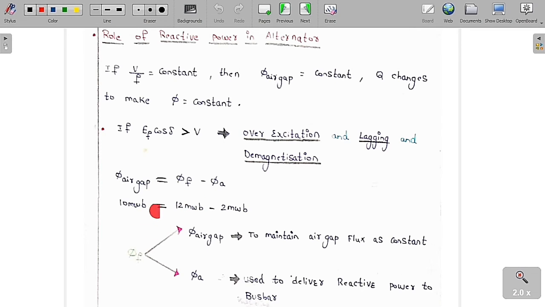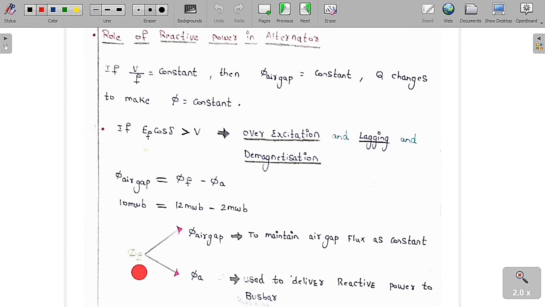This field winding should compensate both the air gap flux and also the armature flux, because it is the thing which is mainly useful. So phi f is used for the air gap flux and also phi a, because phi f is equal to phi air gap plus phi a. Therefore phi f, 12, is equal to 10 plus 2. So 10 is used for the air gap flux and 2 is used for phi a.